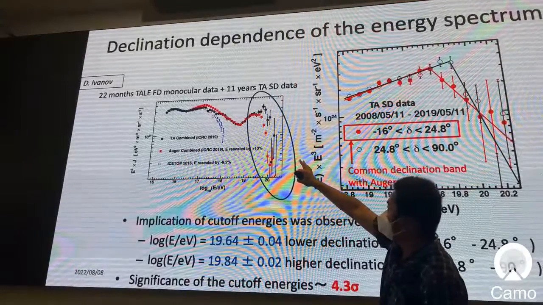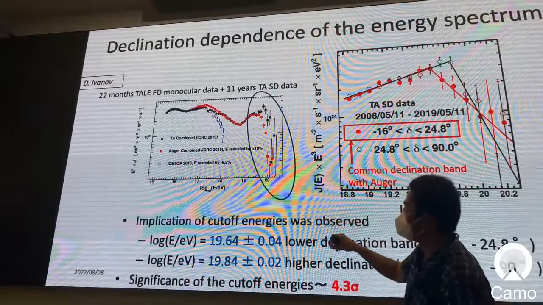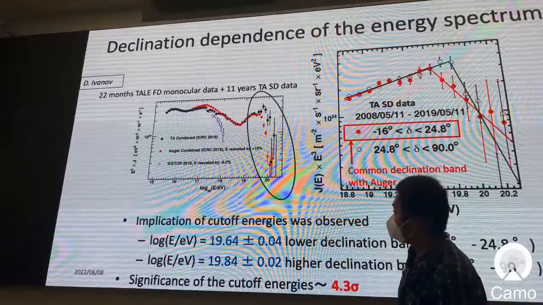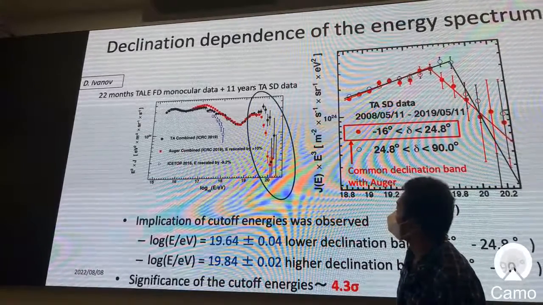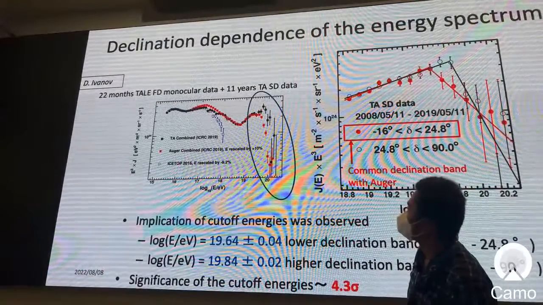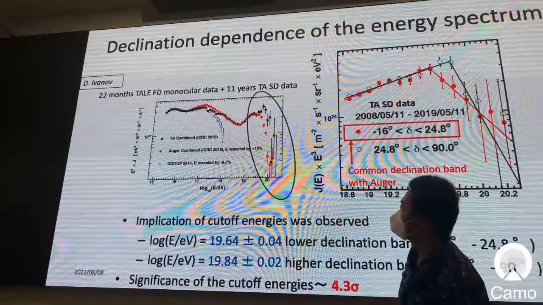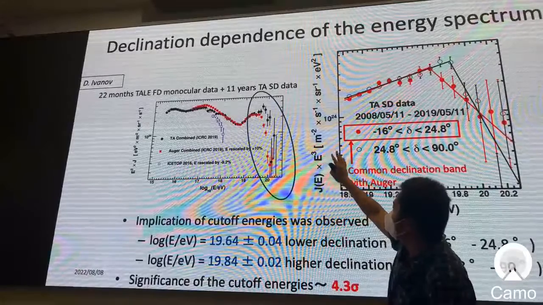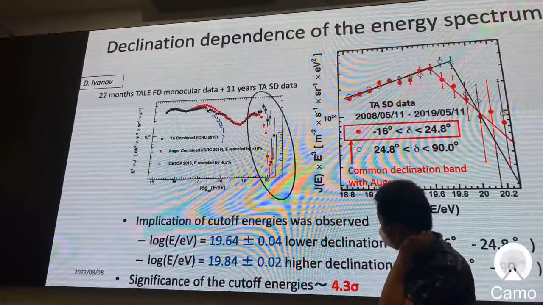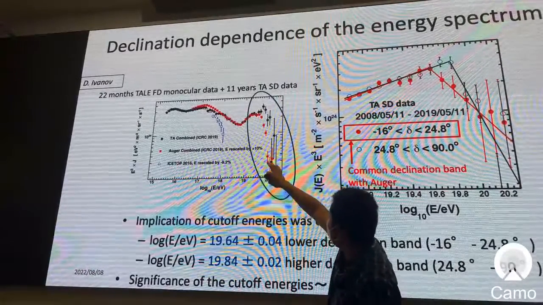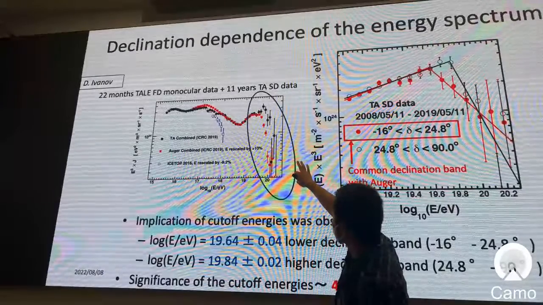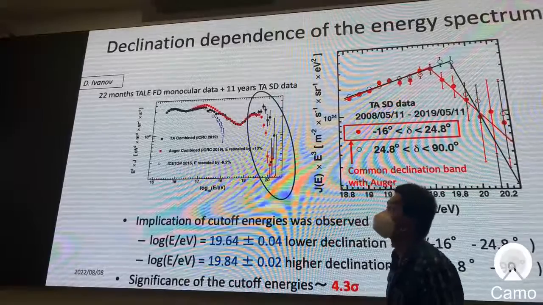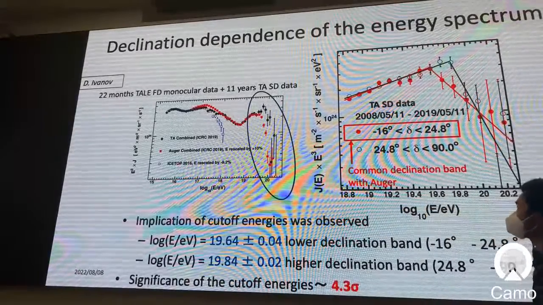And it also looks like there's a discrepancy at low energy, but this was updated by the latest result. So the discrepancy at low energy looks smaller using the latest Auger results. So we focus on the discrepancy at the highest energies. We can see a clear difference at the highest energy between these energy spectra.